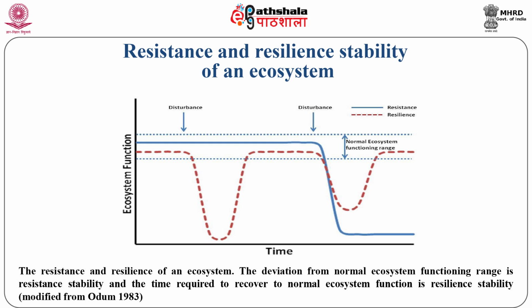This slide shows the resistance and resilience stability of an ecosystem. The deviation from the normal ecosystem functioning range is resistance stability, and the time required to recover to normal ecosystem function is resilience stability. To summarize, we have studied how an ecosystem stabilizes itself in space and time. An ecosystem shares its boundary with other ecosystems, maintaining its state of homeostasis, being dynamic in nature.